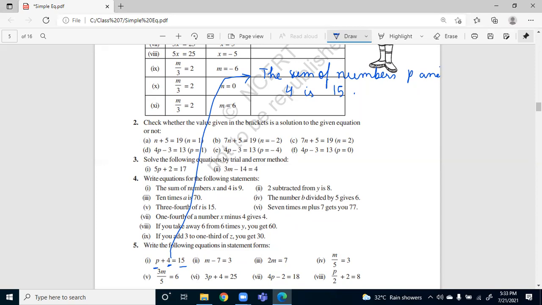Excuse me, ma'am. Yes, Samraj. Ma'am, can we write 4 added to a number gives 15? You can write 4 added to P will give 15. It is also correct. Ma'am, I am writing 4 added to a number. So please specify the number P, because see here P is written. So you should write 4 added to P. Okay, ma'am.